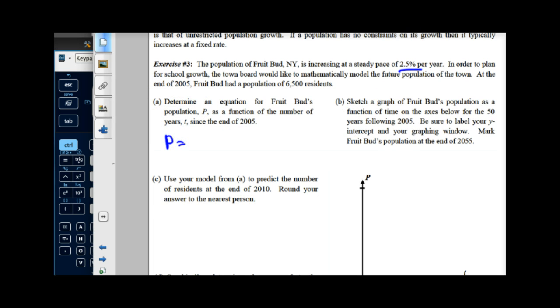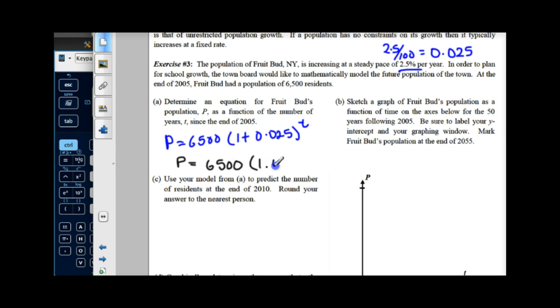So the first thing, even before thinking about the formula, what is 2.5%? 2.5% is 2.5 out of 100, which is actually 0.025. That's my first step. What's my starting population? It's going to be 6,500. 1 plus 0.025 to the t power. And I want to simplify this. So P is equal to 6,500 times 1.025 to the t power. So this here is my exponential function.